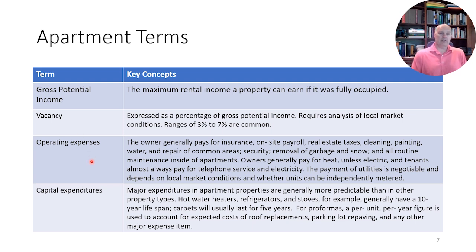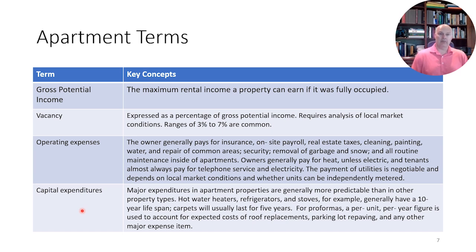Next are operating expenses. So generally the owner is going to pay for insurance, on-site payroll, real estate taxes, cleaning, painting, insurance, and a bunch of other expenses. Sometimes owners are going to pay for heat unless the units are separately metered. And so this is one of the first things you want to take a look at when you are looking to purchase a new apartment complex, is see whether the utilities are metered. You know that if they aren't, then you're going to be responsible for those expenses and have to factor those into the rent.